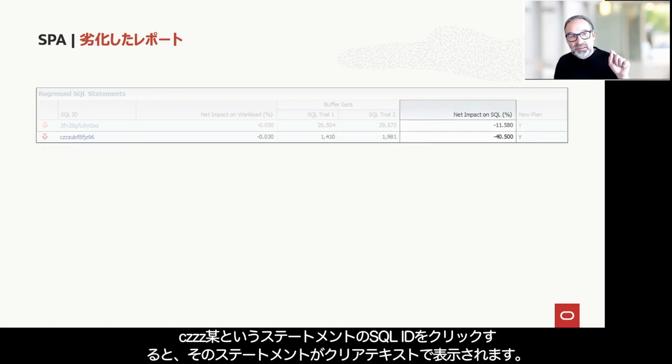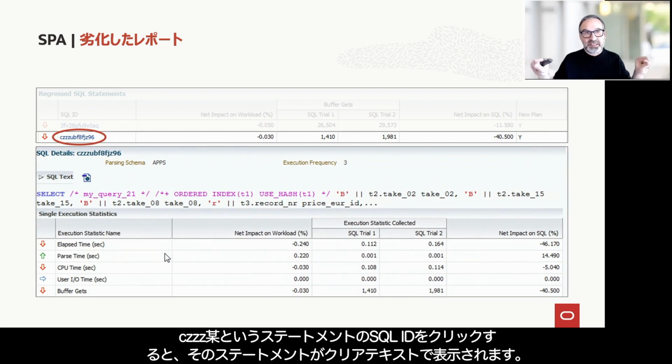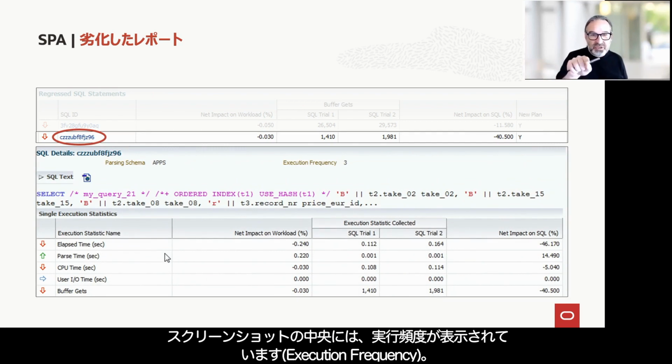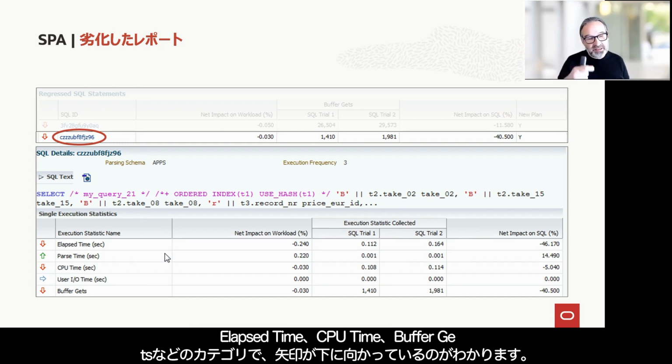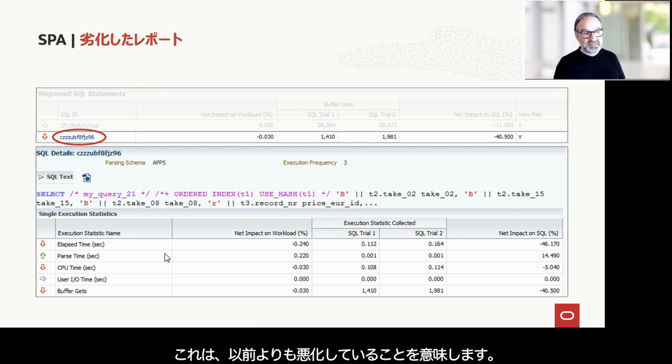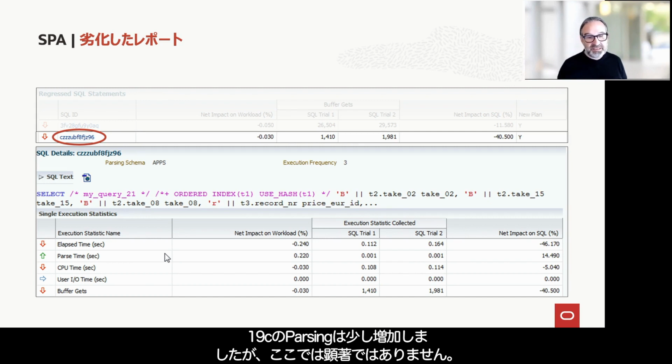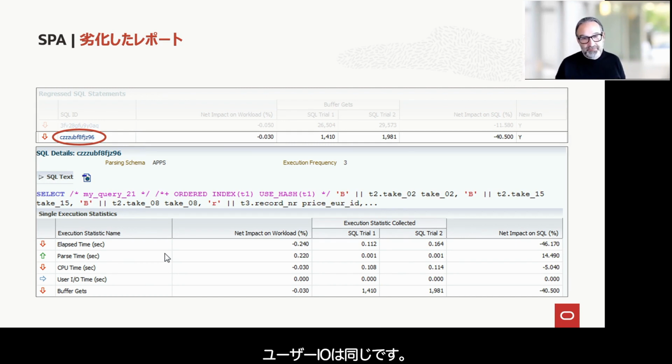If I click now on the SQL ID of that statement, I get the statement in clear text. In the middle of the screenshot, you see also the execution frequency. This gives you a good indication how often the statement is executed while you captured it on the live system. You see the categories like elapsed time, CPU, and buffer gets. You see the arrow going down. That means it's worse than before. Parsing in 19c increased a little bit, not significantly here. User IO is the same. So, okay, what do I do with that information now?